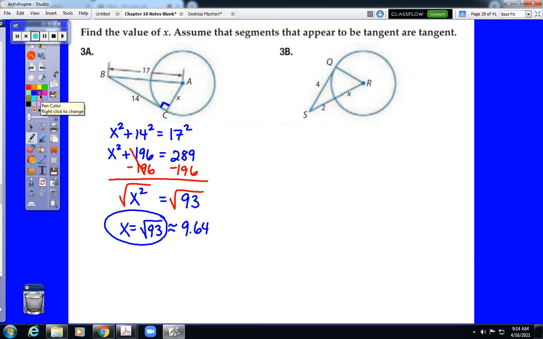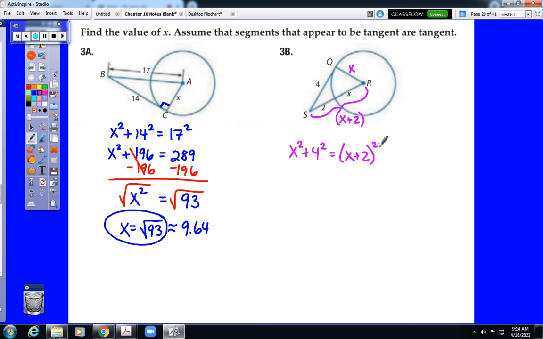Okay, on the second example here, this is another one like the one on the previous page. We have to realize that QR is x, and that RS in its entirety is the quantity x plus 2. So, we set up our Pythagorean theorem. x squared plus 4 squared equals quantity x plus 2 squared.